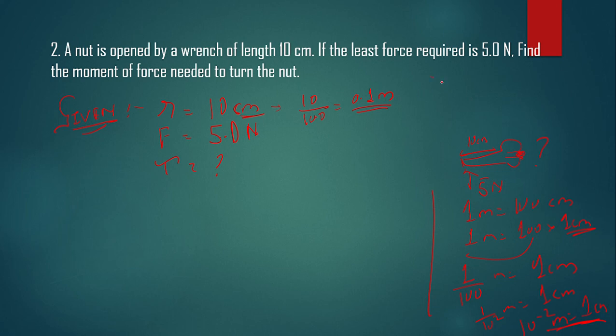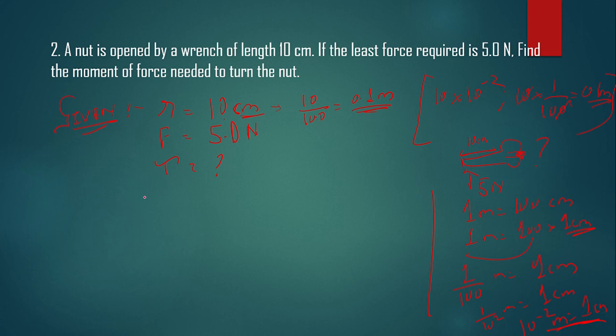So whenever you are converting anything from centimeter to meter, you multiply it by 10 to power minus 2. Here also we did the same thing. 10 centimeter multiplied by 10 to power minus 2. 10 to power minus 2 is nothing but 1 upon 100, so we divide by 100. Whenever you are converting from centimeter to meter, you divide it by 100. 1 upon 10 is 0.1 meter.